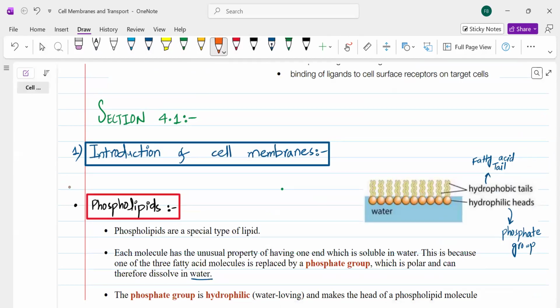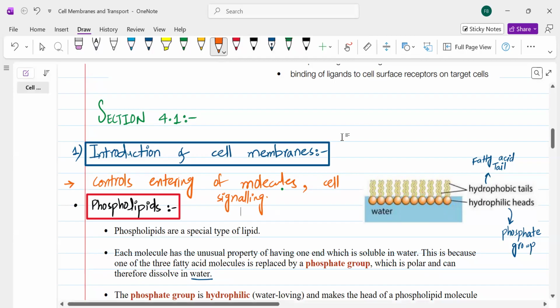It controls the substances that leave and enter the cell. It controls the entering of molecules, as well as cell signaling. We will discuss it in detail. And there are many functions. It protects the inner content of the cell from the outside environment. Okay.